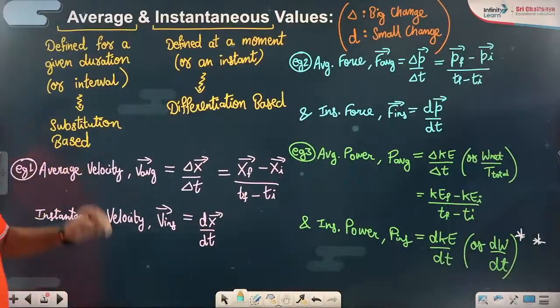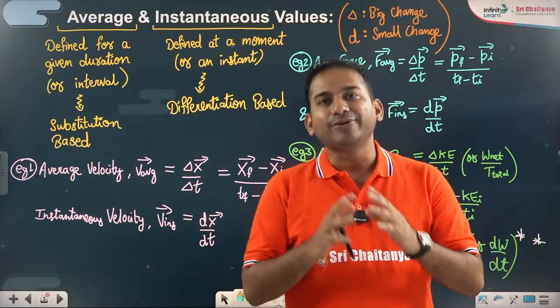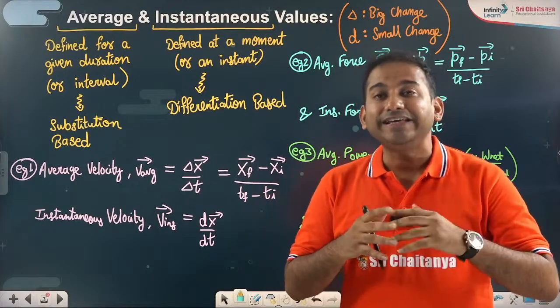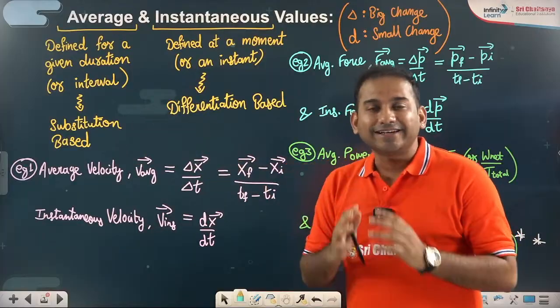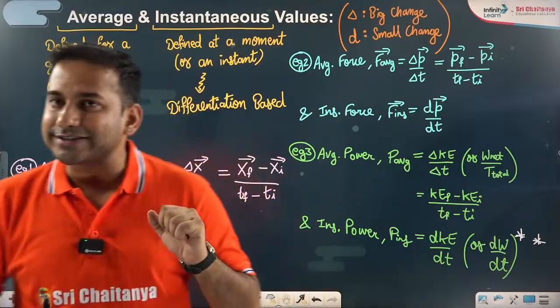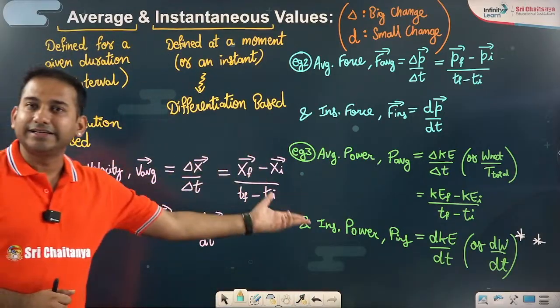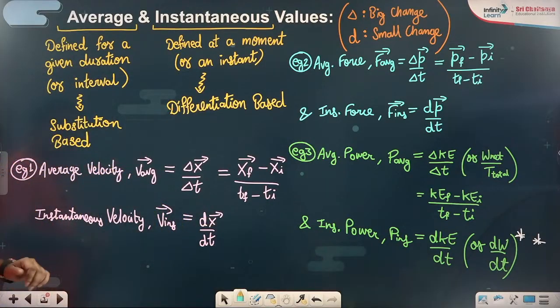First of all, we have understood today what is the difference between average value and instantaneous value. Average value is defined for a duration, and we deal with big changes. So it is given by substitution. Instantaneous values are defined for a moment. We have to deal with small changes and hence we use differentiation. All right. These you will find in almost every chapter and topic of your NEET syllabus.